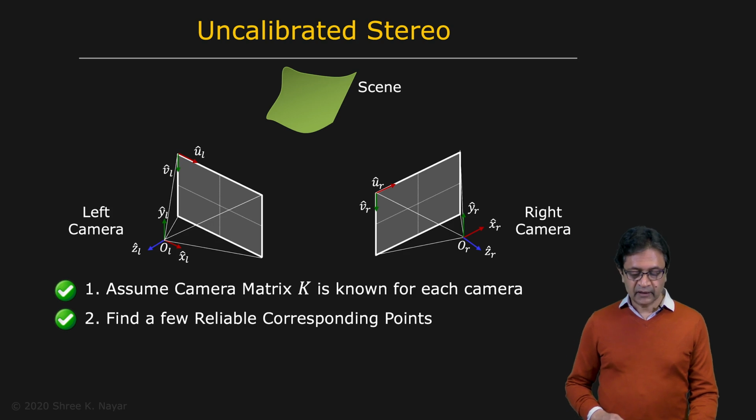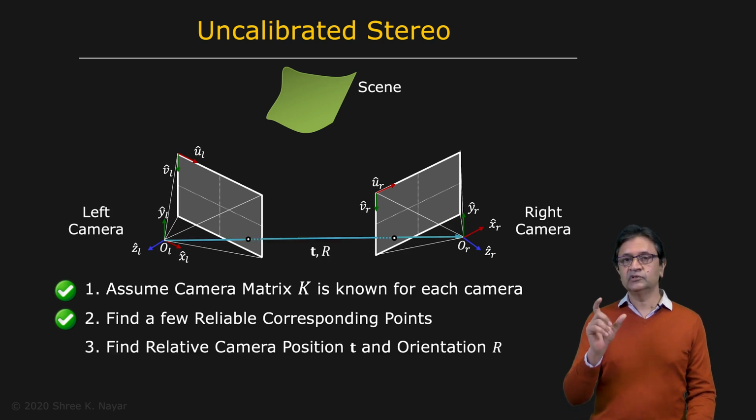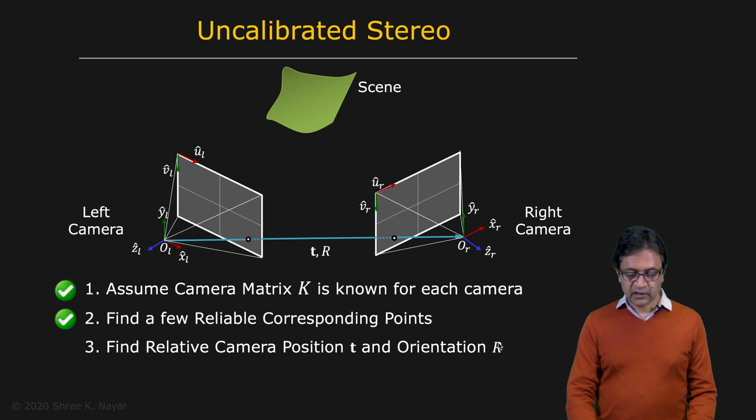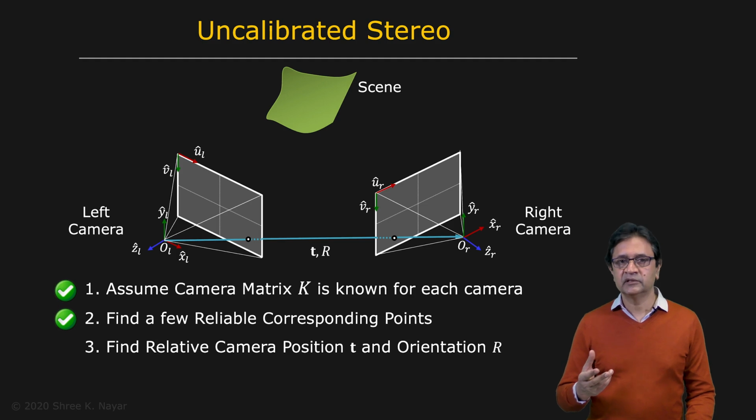So once you've done that, then using those small number of correspondences, you can find the rotation and translation of each camera with respect to the other camera. So we can find the relative camera position and orientation, and we'll call the translation T, and the rotation R. Those are shown right here, translation and rotation. Now, once we're able to find T and R, essentially this uncalibrated stereo system has now been calibrated.